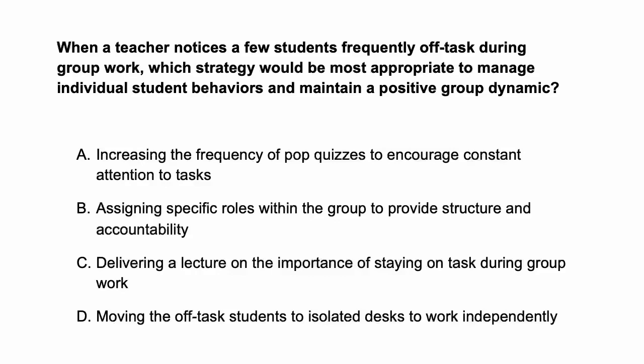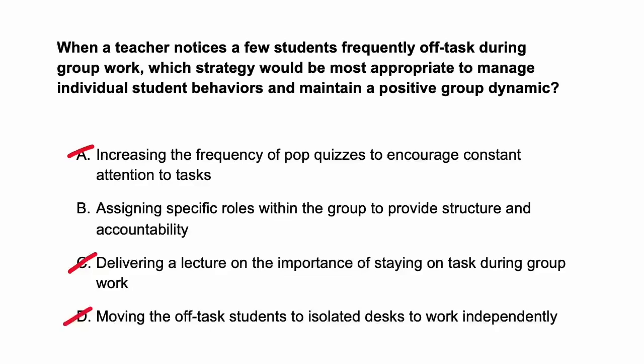Before we go through the options, keep in mind that we are looking to appropriately manage the behaviors of all students and maintain positive group dynamics in the process. So we can start by eliminating option A. Increasing the frequency of pop quizzes to encourage constant attention to tasks would not be the correct choice because it does not target the root cause of off-task behavior, nor does it encourage positive group dynamics. Option C is also incorrect. It actually may interrupt the group work and distract from the task at hand.